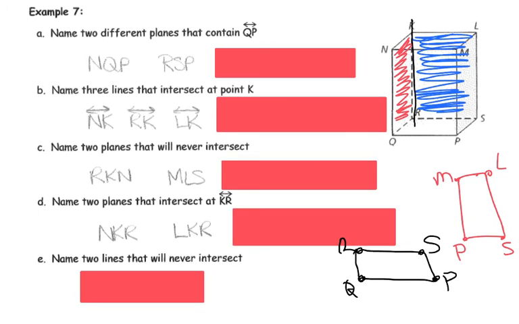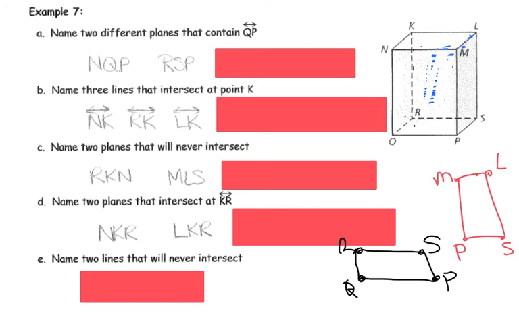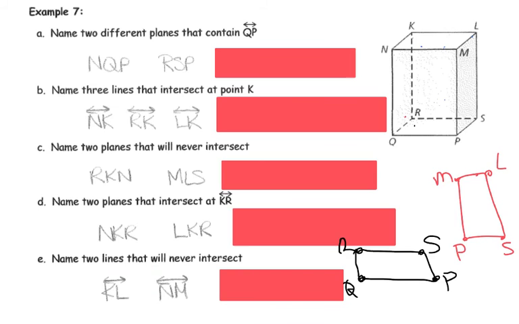Okay, all right, and next one, name two lines that will never intersect. So instead of looking at planes that'll never intersect, what are two lines that'll never intersect? So basically, what are two lines that are parallel? You have a lot of options to pick from. A ton of lines here are parallel to each other. And I have KL and M.